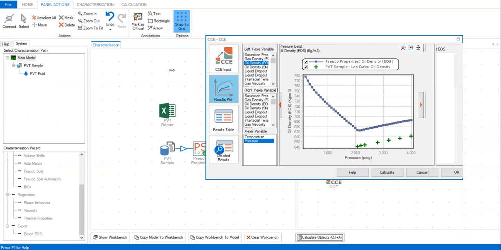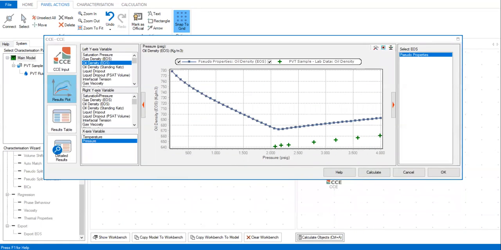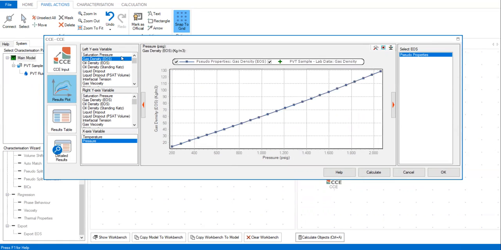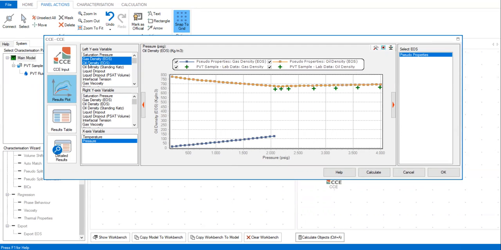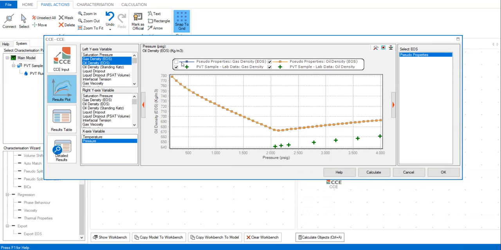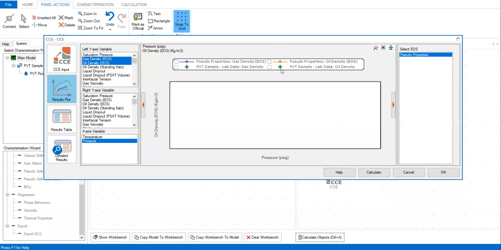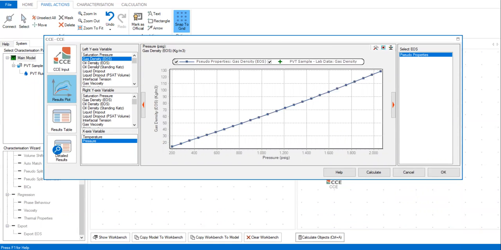So if we expand this, you can neglect this right y-axis, okay? Just focus on the left y-axis first. In CCE, we don't have saturation pressure, no gas density. That's why you don't have the green plus sign here. Oil density, indeed, we have. Okay, so it's like this. Or maybe we can uncheck everything first. Okay, and then let's select oil density.